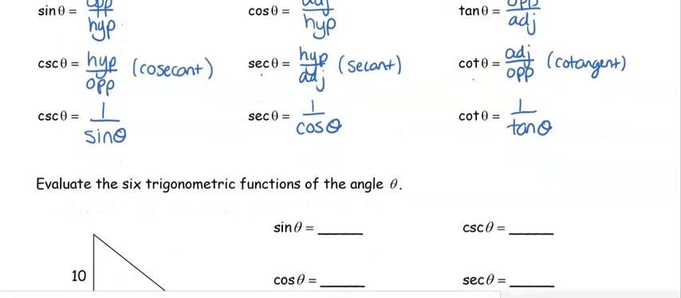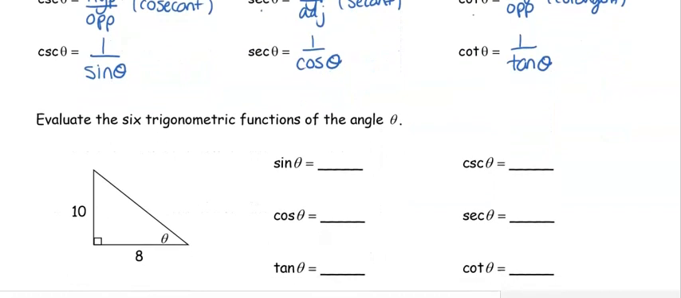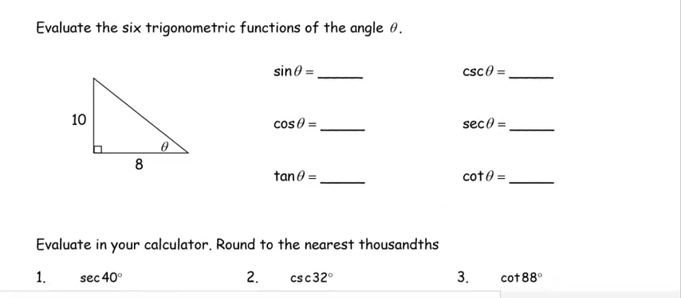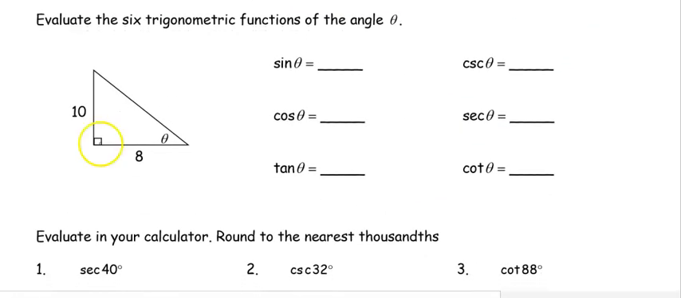So let's go ahead and evaluate the 6 trig functions of a triangle. When I look here, I've got my right angle. That is necessary. I've got this side is 10, this side is 8. We are missing the hypotenuse. I need to know all 3 sides in order to find all of my trig functions. I don't just put an x and fill in my ratios with x. That's not good. I can find that third side.